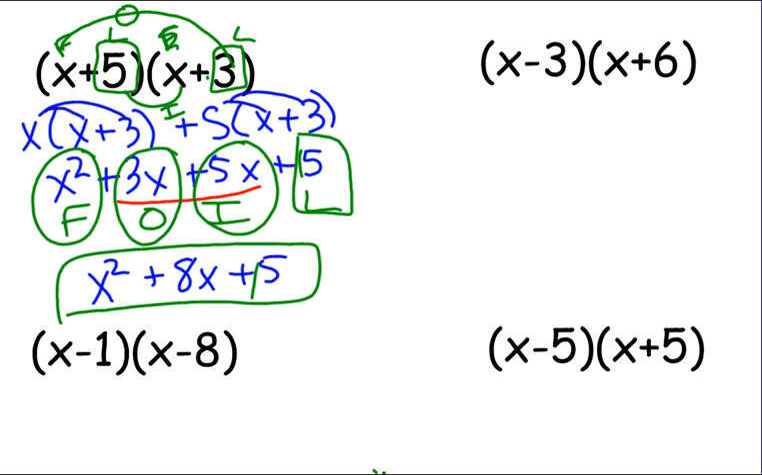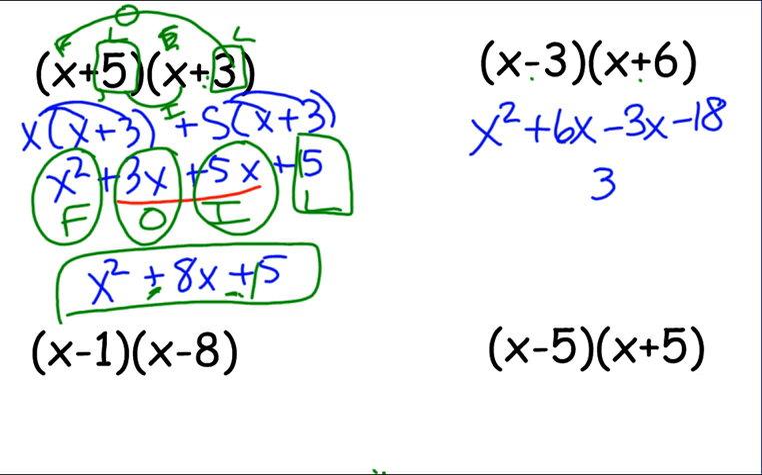So let's talk about when we had an original problem, and if we kind of work backwards, when we had a positive here and a positive here, we got positives in our original grouping. When we had a negative in our original grouping and a positive, let's go ahead and do the FOIL here. The first would be x squared. All right, the outside would be positive 6x, the inside would be negative 3x, and the last would be negative 18. All right, so when I combine them, my middle two terms, I got a positive 3x.